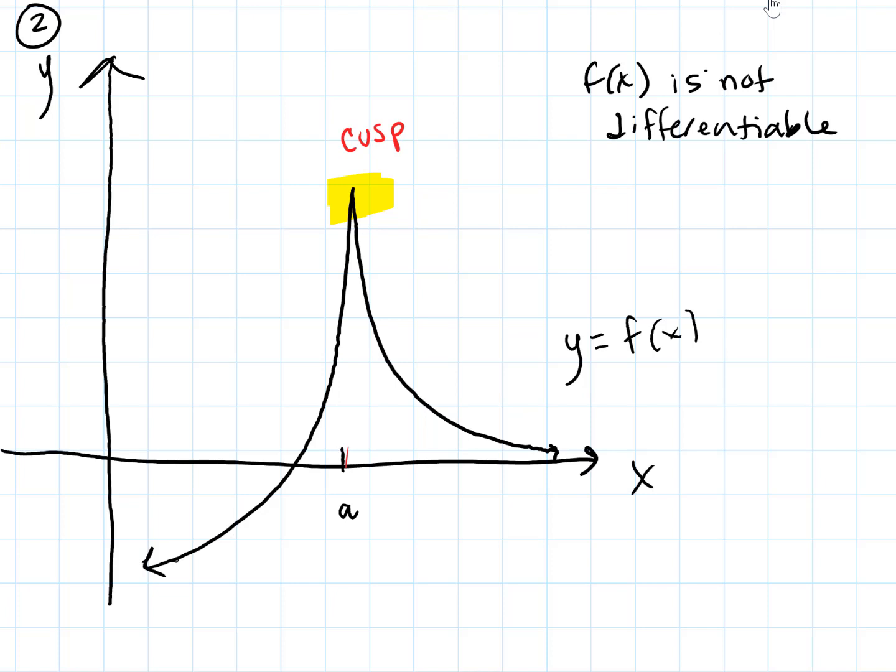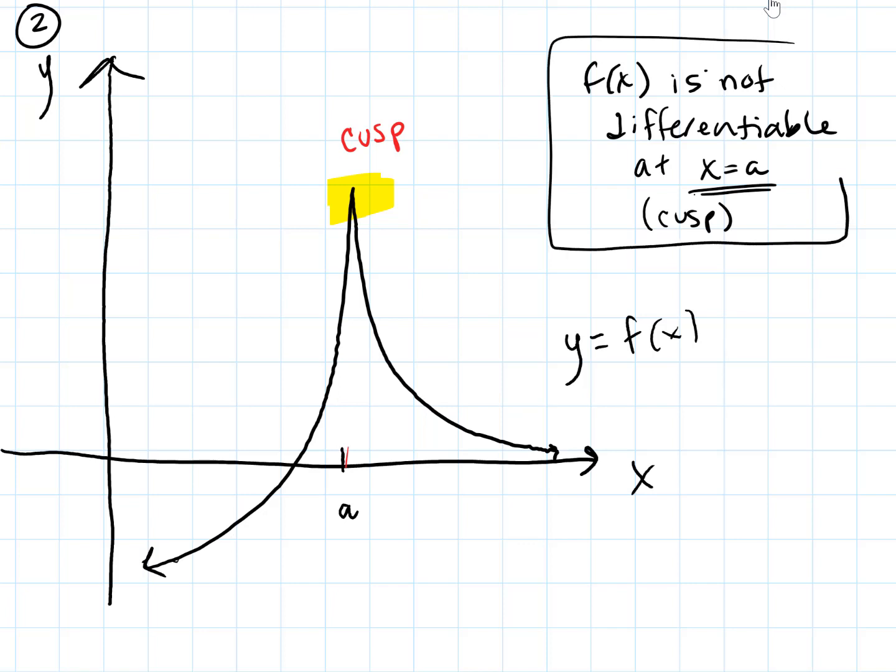It is not differentiable at x equals a. At this place, x equals a, we are not differentiable because we have a cusp. I will just write cusp in parentheses. So we are not differentiable at x equals a. Then what would the graph of the derivative look like? Let's do that in red.